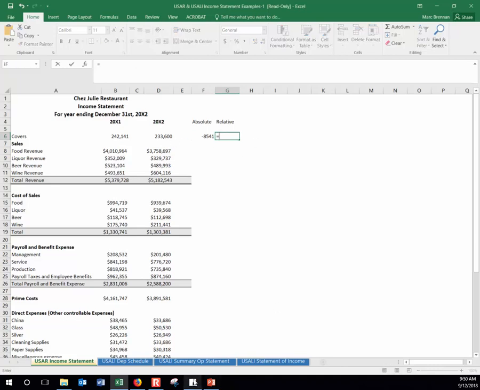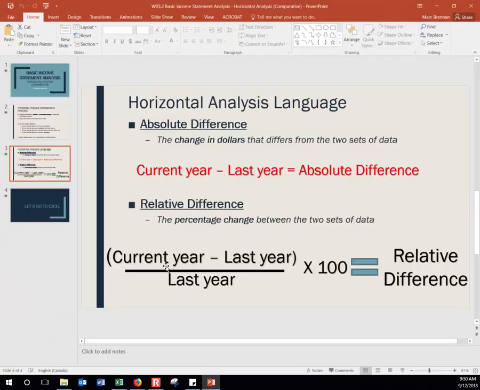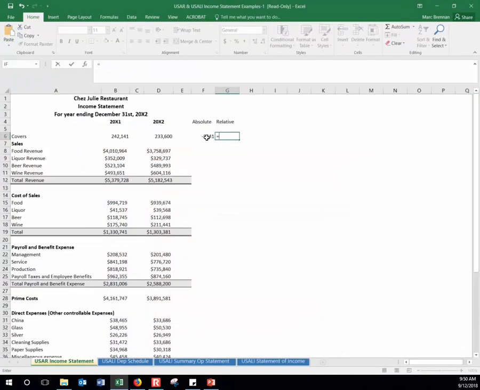Well, if we go back to your presentation, it tells you current year minus last year divided by last year times 100. We already have that first part, the current year minus last year. That's our negative 8,541. We're now going to divide that by last year, the last period we're looking at, 242,141. That gives me a decimal. Because I'm using Excel, I'm going to just hit the percentage. When using your calculator, you should be going times 100, right?